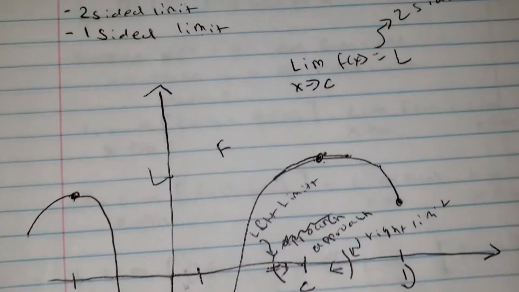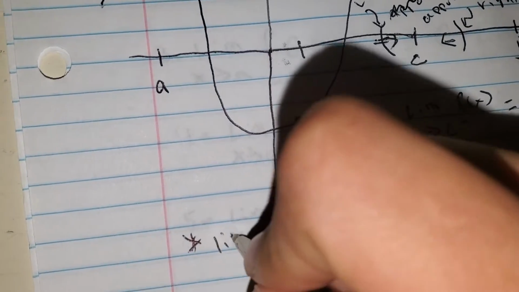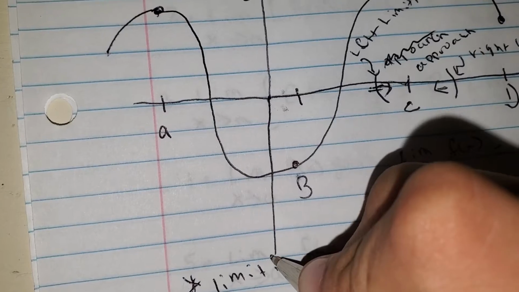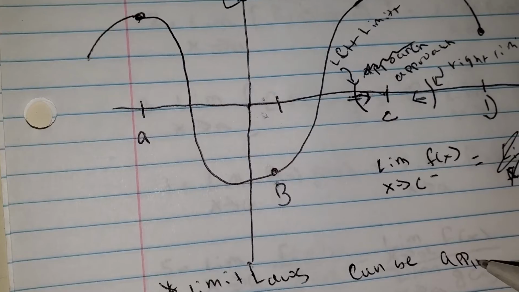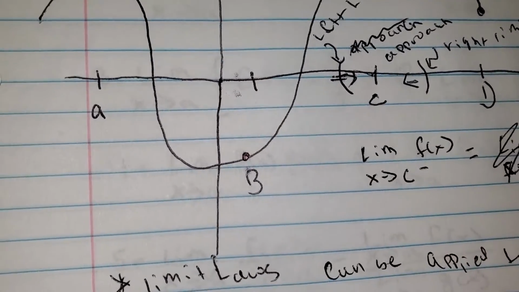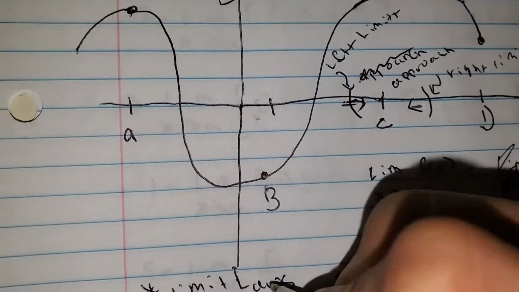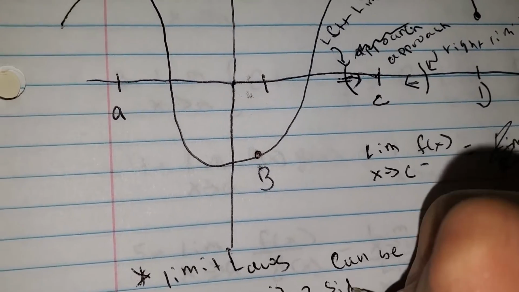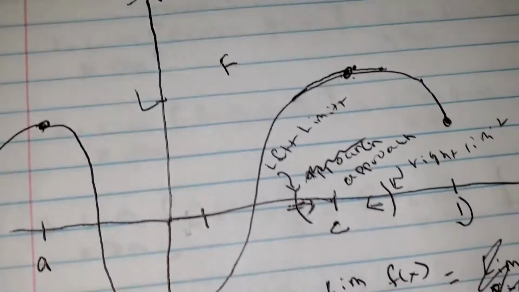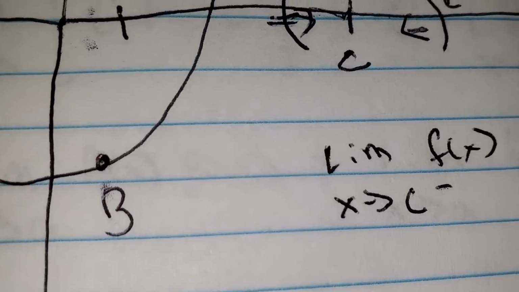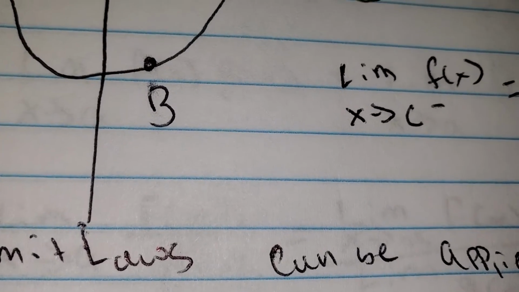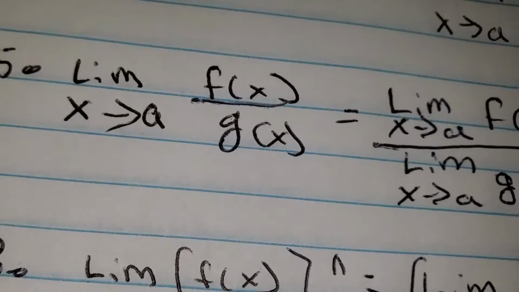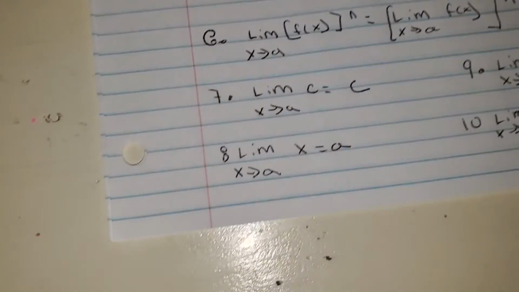With that being said, these limit laws can be applied to one-sided and two-sided limits. But if we're given just the one-sided and two-sided limits, the better approach would be to show it graphically or use a chart. But we could definitely use limit laws. So what are these limit laws?